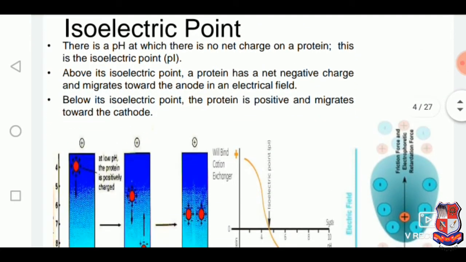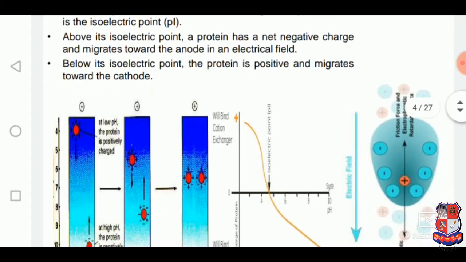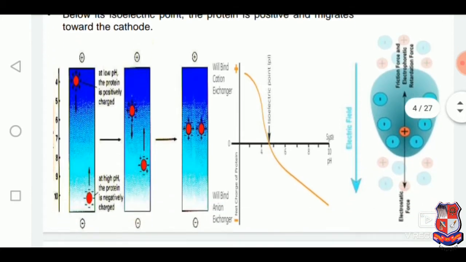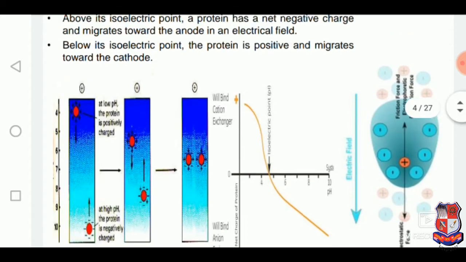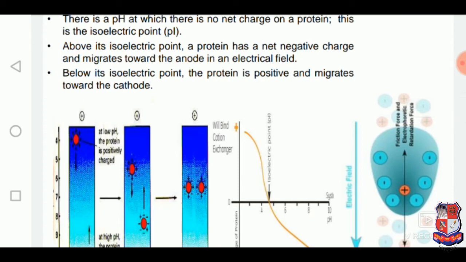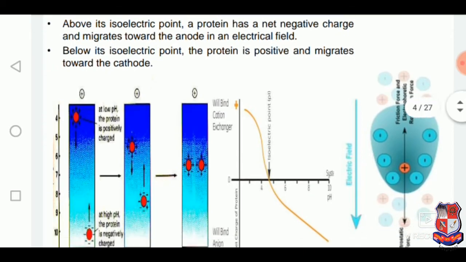So what is IEP? There is a pH at which there is no net charge on the protein. This is the isoelectric point and it is indicated by pI. Above the isoelectric point, a protein has a net negative charge and migrates towards the anode in an electric field, as indicated over here. In the graph, there is an isoelectric point, and below this point, the protein is positive and migrates towards the cathode.